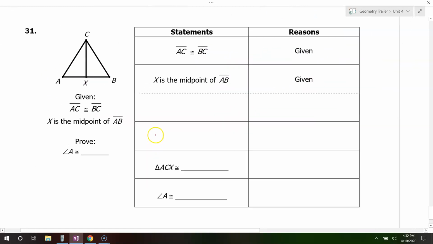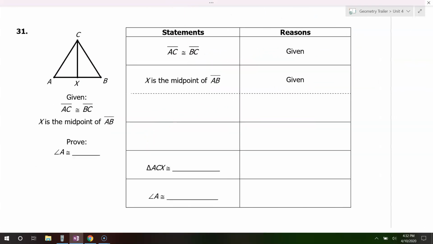All right, last one, guys, for realsies this time. Okay, they wrote down the given for us, but we need to mark them on the diagram. So segment AC is congruent to segment BC.